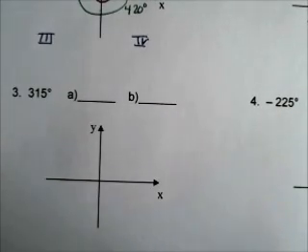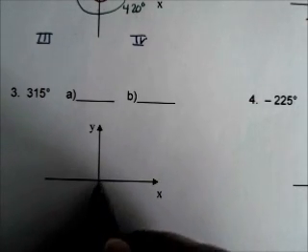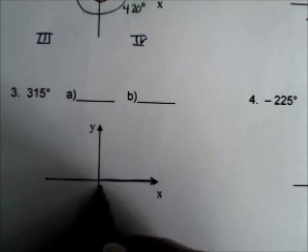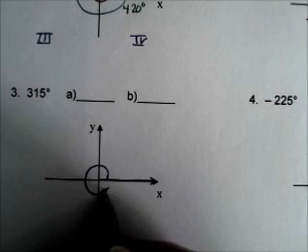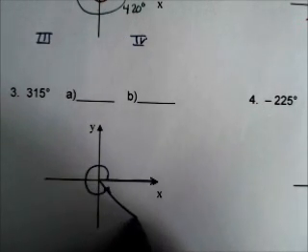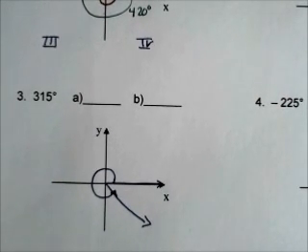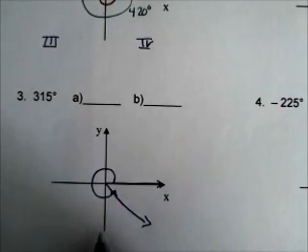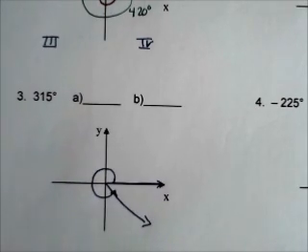315-degree angle. 315, it's a little shy of 360. Starting here, going 270. It actually should be 45 degrees shy of 360, so it should actually bisect quadrant 4.